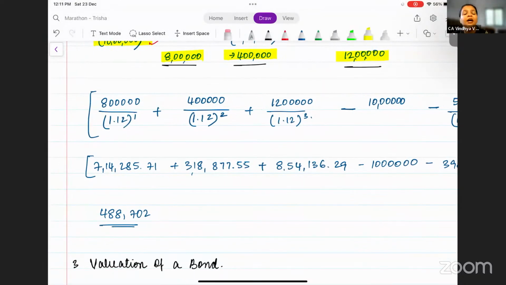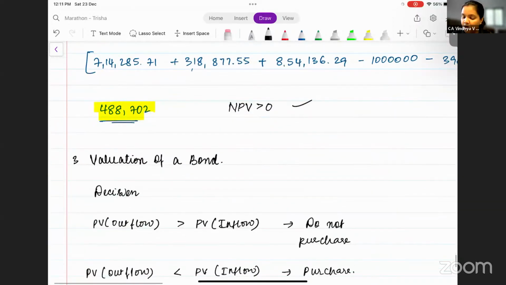How do you know it is positive? It is 8 lakh divided by, 4 lakh divided by, 12 lakh divided by, minus those two values. You have got the net present value as positive value, which means that NPV is greater than 0. Hence, you will invest.